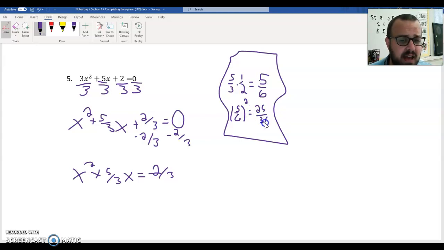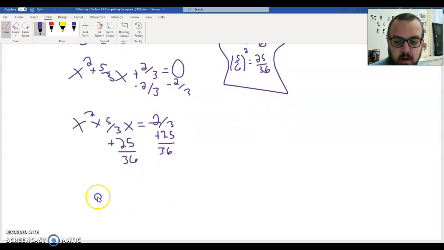So you can kind of see when we have these leading coefficients that end up creating fractions, it does make some of this math a little bit harder to do. You are going to have to do a little bit of fraction math, but that's okay. We're all confident with our fractions, right? No problems with those. Okay, so I'm going to add 25/36 to both sides. And so we will get x squared plus 5 over 3x plus 25 over 36.